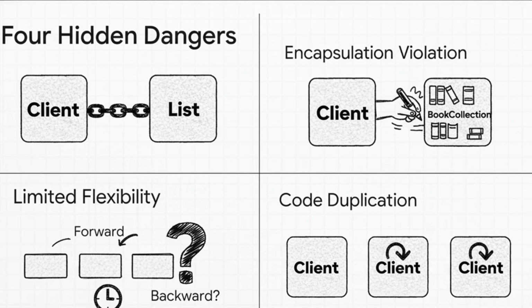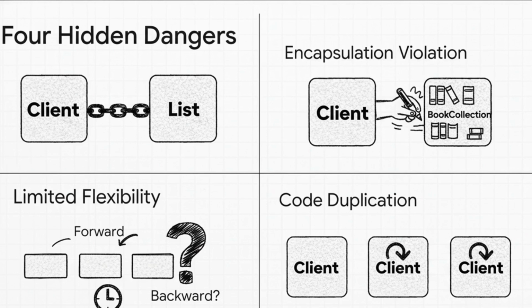There are 4 huge dangers here. First, we've got tight coupling. The client code is now basically handcuffed to the fact that we're using a list. If tomorrow we decide to switch to an array to make things faster, guess what? All of our client code breaks. Second, we have totally broken encapsulation. By handing over the raw list, we've given the client the keys to the castle. They can add books, remove books, clear the whole list, completely ignoring any rules our collection might have.